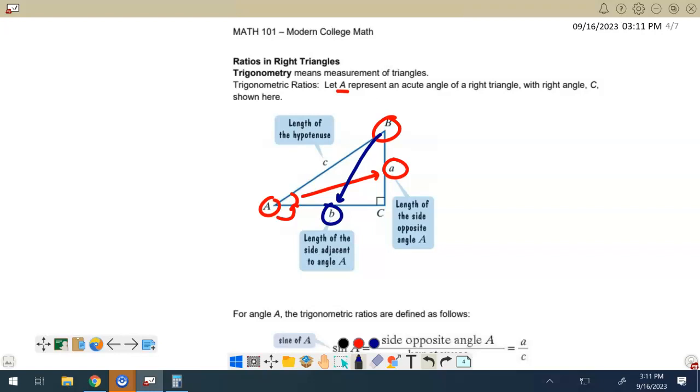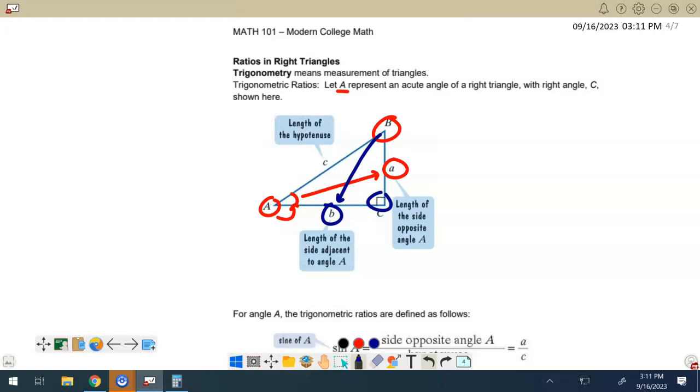Okay, so if you're looking at angle A, it turns out, and this is only true for right triangles, so just like the Pythagorean theorem only works for right triangles, these trigonometric ratios only work on right triangles. The angle is related to the ratio of the sides of the triangle. Trigonometry is the relationship between the angles and the sides of the triangle.